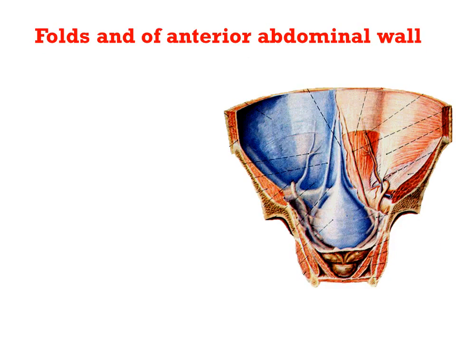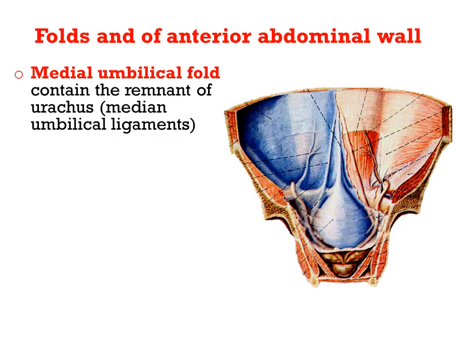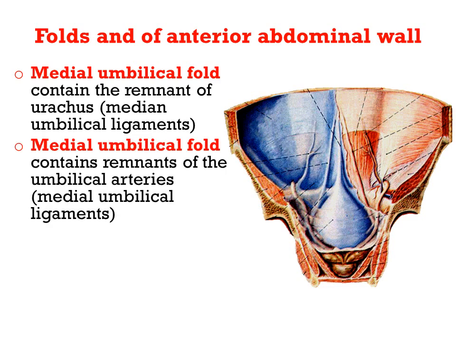Folds of the anterior abdominal wall: we have the median umbilical fold, containing the remnant of the urachus, or median umbilical ligament. This view is from posterior. We remove all the structures, all the viscera, and you are seeing the anterior abdominal wall from behind. You can see here the median umbilical fold containing the remnant of the urachus. The medial umbilical fold contains the remnant of the umbilical arteries, the medial umbilical ligaments.